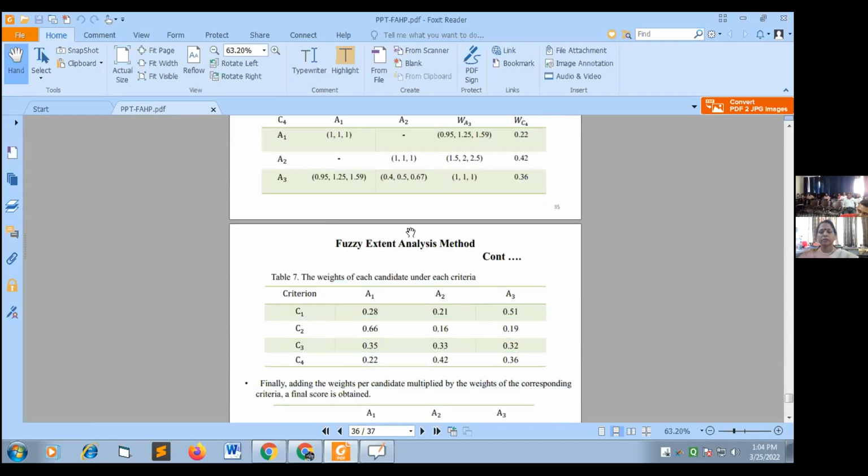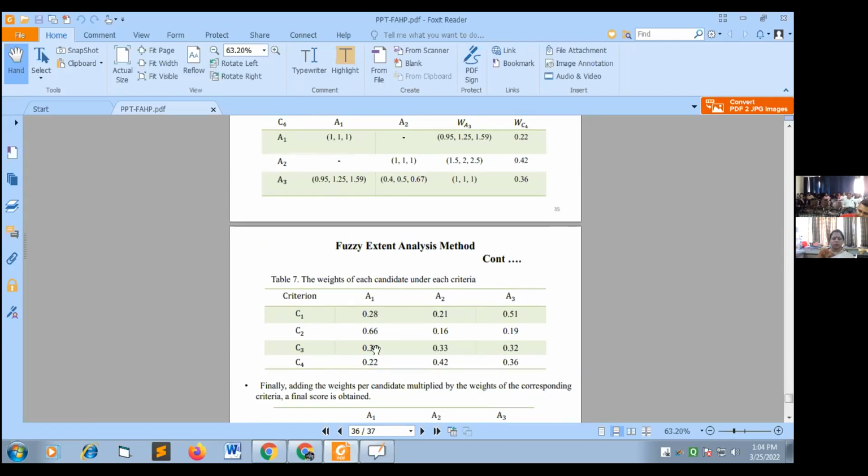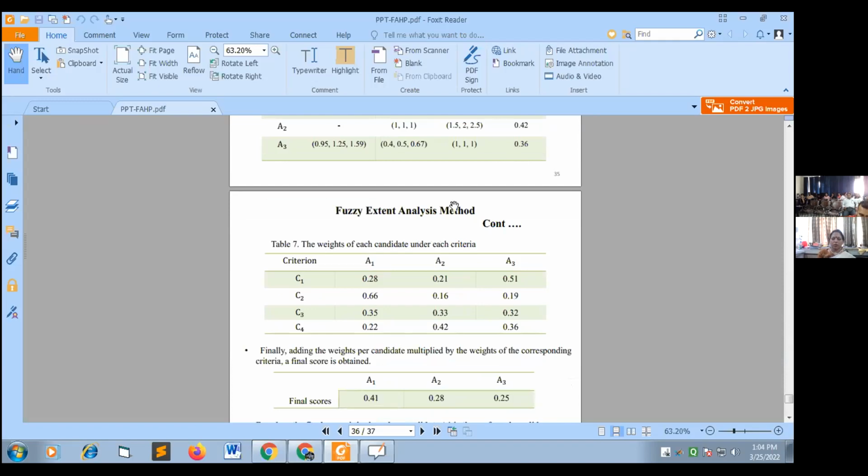With the help of extent analysis, we found the weight for A1 under C1 is 0.2, like that. So these are the weights of each candidate under the criteria. This is for A1, this is A2, this is for A3. These are the three candidates. Finally, we take the weight of each candidate, this 0.41, and multiply by the weights of the corresponding criteria.